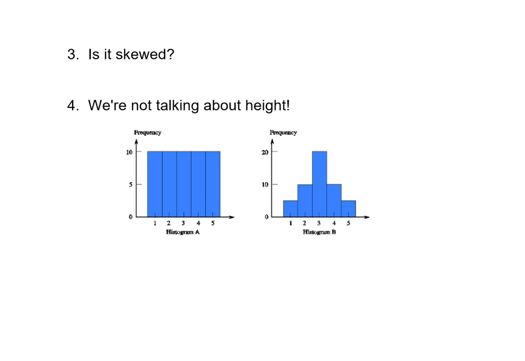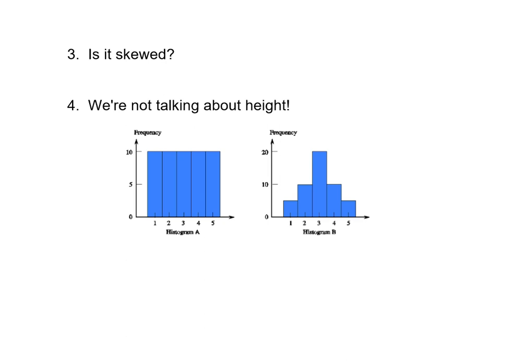You want to know, is it skewed? Both the mean and the standard deviation are sensitive to extreme values in a data set, especially if the sample size is small. If a data distribution is skewed, or if the data set has outliers, the median and the interquartile range may be a better choice for describing the center and the spread.